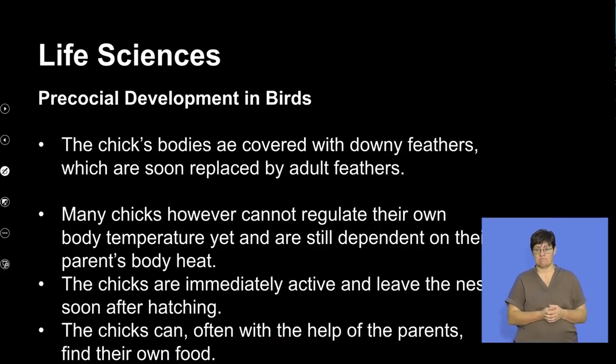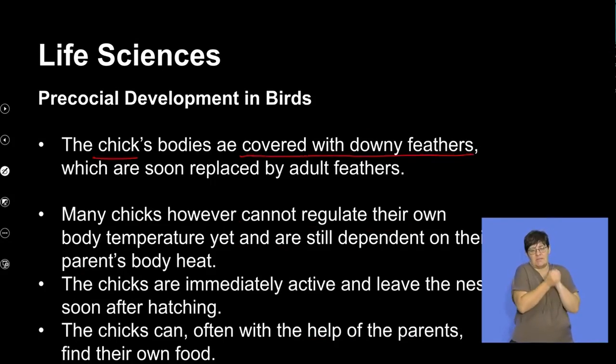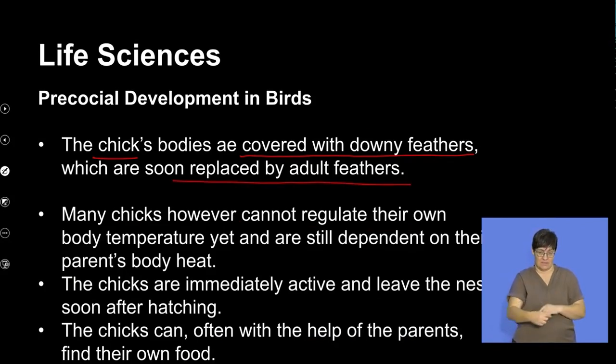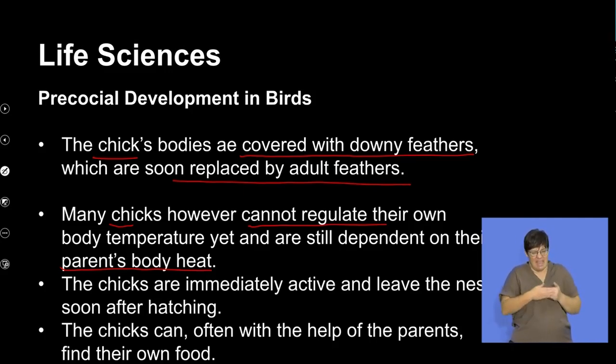Right. So you'll find that the chicken's bodies are covered with downy feathers, and these are the feathers that keep them warm, and soon after development these feathers are replaced by adult feathers. Many chicks, however, cannot regulate their own temperature, and they rely on their parents' body heat. So you'll find that often the parents will be around them to offer some amount of parental care in terms of heat that allows the chicks to develop.